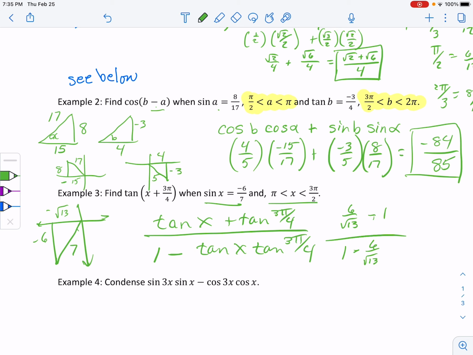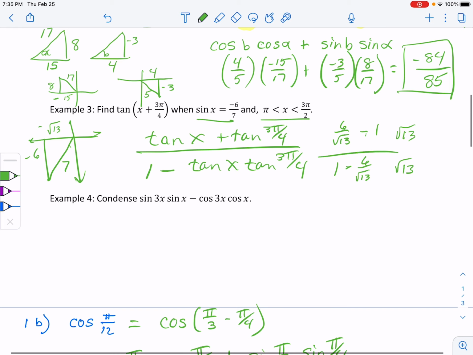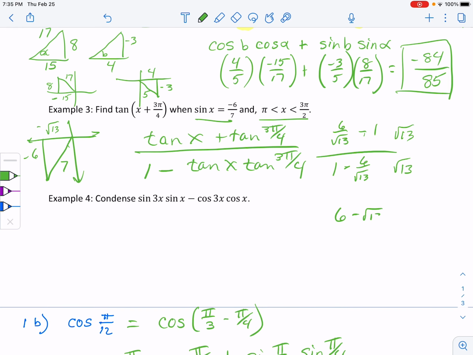Okay. I don't like to leave fractions in a fraction. So I'm going to multiply top and bottom by root 13. And you end up with 6 minus root 13 over root 13 minus 6. Is that negative 1? If I factor a negative 1 out of there, yeah, I think you get negative 1. That's interesting. Usually it doesn't work that nice.